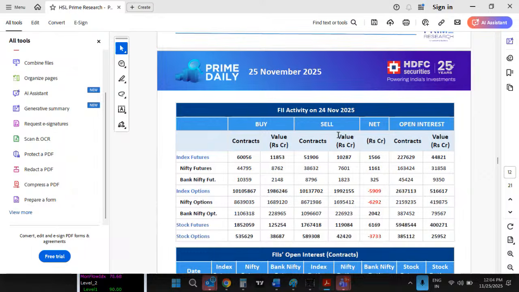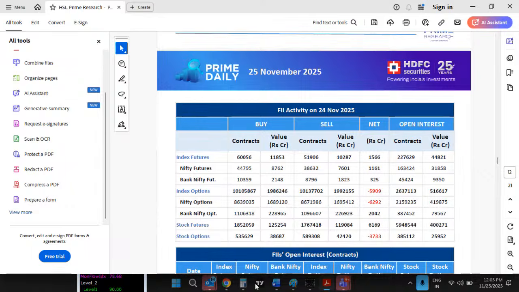Their long to short ratio, basically long open interest divided by short open interest, increased to 0.17 from 0.14. But this ratio still indicates that FIIs are still aggressively short. Out of their total positions, more than 80% are on the short side. But yes, yesterday there was the first sign visible where they have started creating longs.